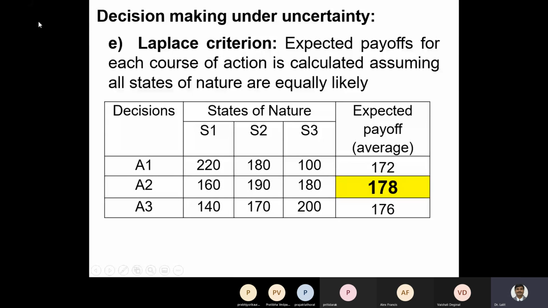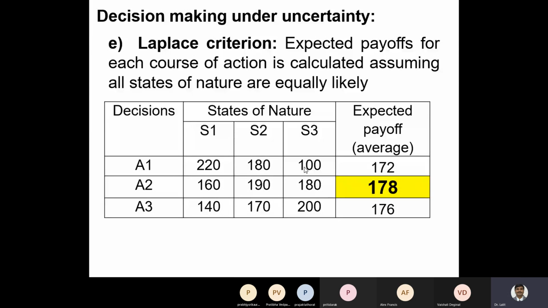So here the expected payoff would be: probability associated with S1 is 1 by 3, so 1 by 3 into 120 plus 1 by 3 into 180 plus 1 by 3 into 100. So basically it is 220 plus 180 plus 100 and whole divided by 3. Mathematical expectation gives the average or the arithmetic mean.